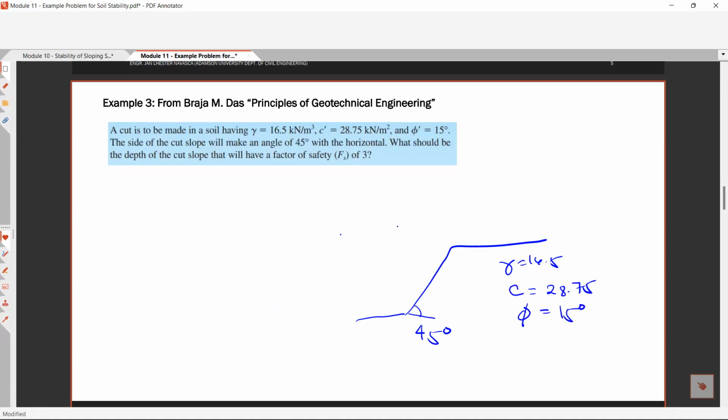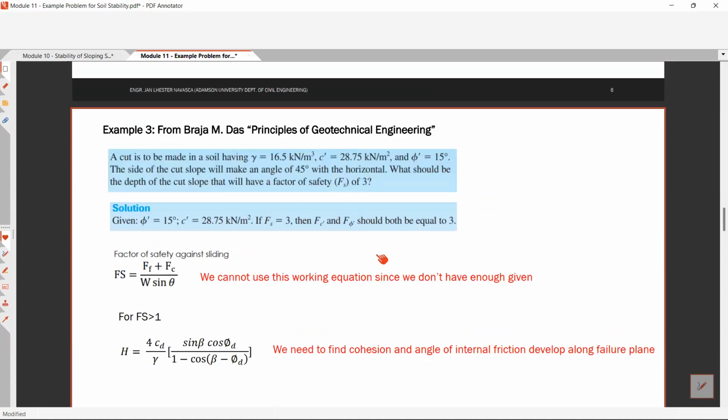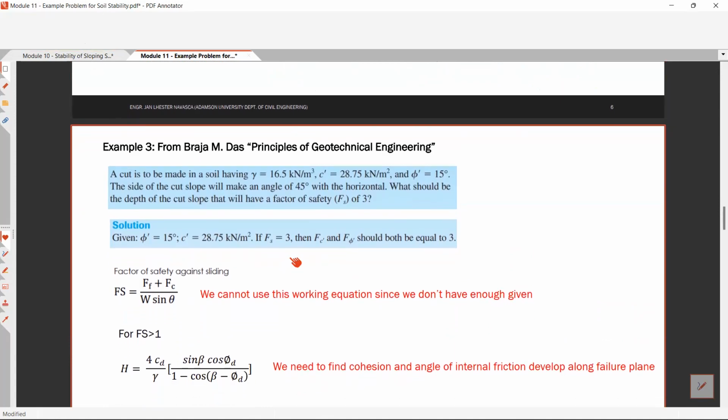The problem is asking what should be the depth. Okay, ano daw yung depth that will have a factor of safety of 3. Okay, so let us try to solve for this problem. So let us write the given. Okay, your phi is 15 degrees, the cohesion is 28.75. Okay, so we have this one.